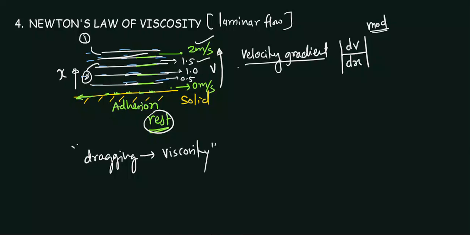So simply you can say viscosity is a property of fluid by virtue of which the relative motion between two different layers is minimized or opposed, due to the dragging force, and that dragging force is simply called viscous force or viscosity. Okay, this is all about viscosity. And due to this viscosity there will be a velocity gradient inside the fluid.